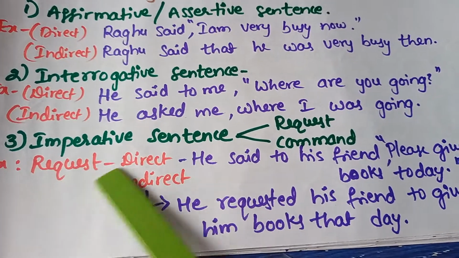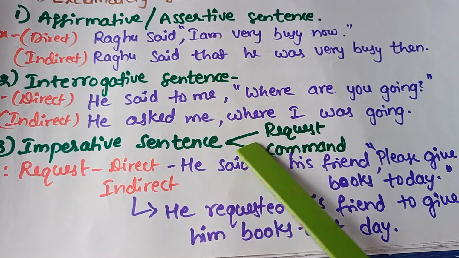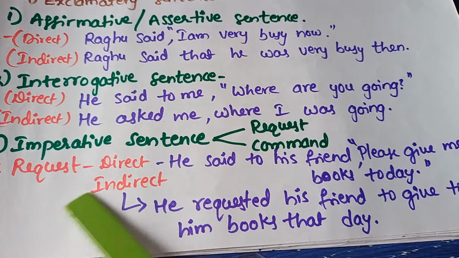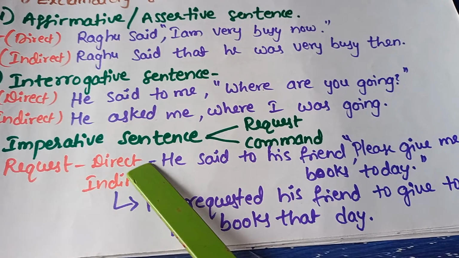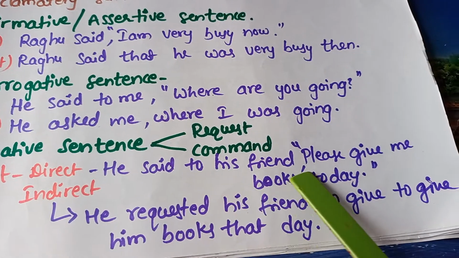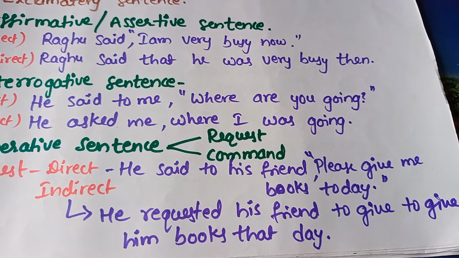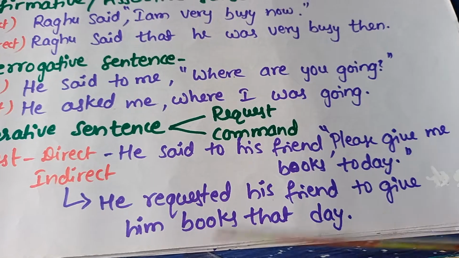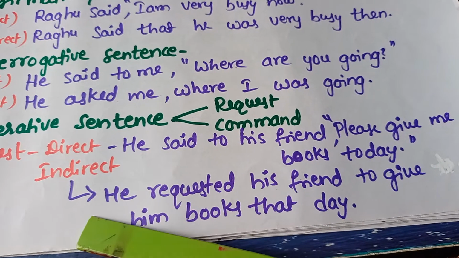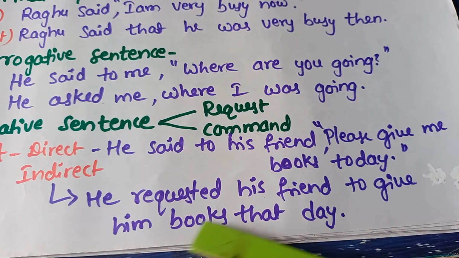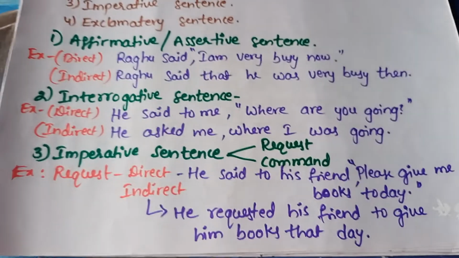Imperative sentences are of two types: one is the request form and the other is the command form. In request form, direct speech: he said to his friend, "Please give me books today." In indirect speech, he requested his friend to give him books that day.